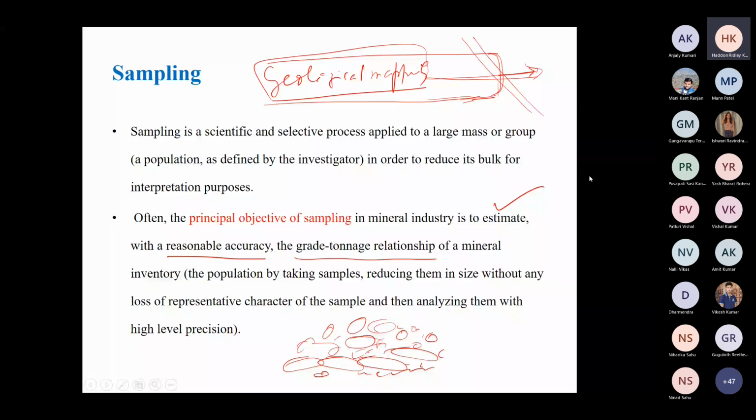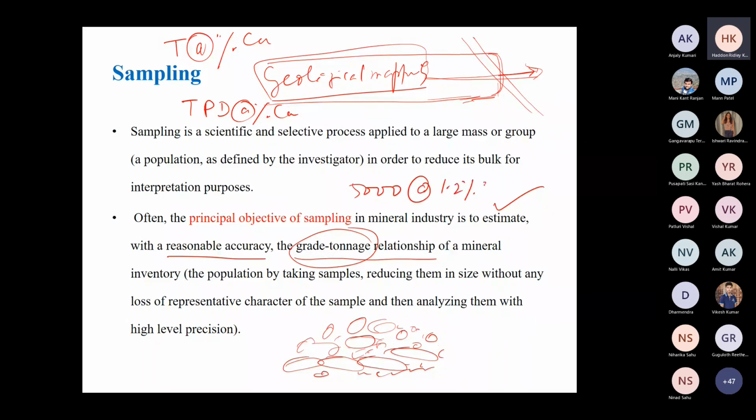tonnage relationship. That means if you are producing some 5,000 tons per day, but at what percentage, say of copper? So you have some TPD, tons per day, at the rate of some percentage of copper. You must know the tons per day, say 5,000 on average, at the rate of 1.2% copper. You are trying to get a certain metal with a certain target production of copper.